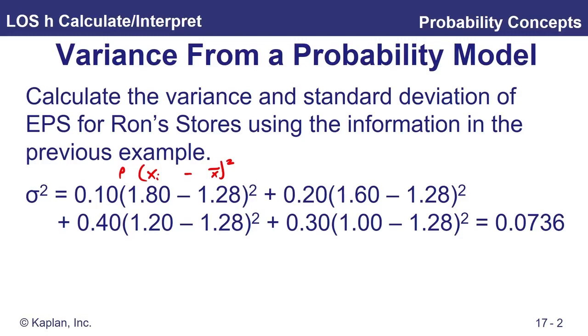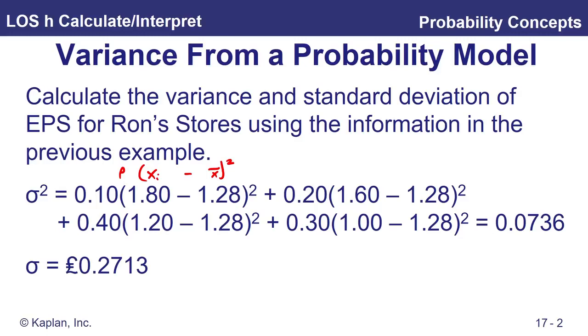The next potential variable was an EPS of 1.60. So 1.60 minus 1.28, square the difference and then multiply by your probability of that EPS occurring, which is 20% or 0.2. Do this for all of your outcomes, sum them up, and you've got the variance of 0.0736. And of course, if we square root our variance, we get our standard deviation, 0.2713.